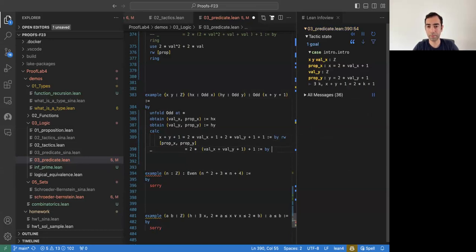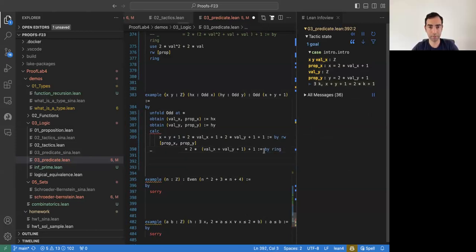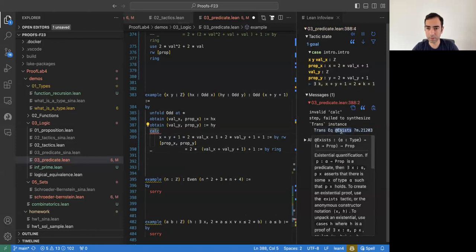Okay, so how do we prove the last step? By ring. Yep. Okay, it gives us some error, which I don't quite understand what it says. Trans EQ exists.